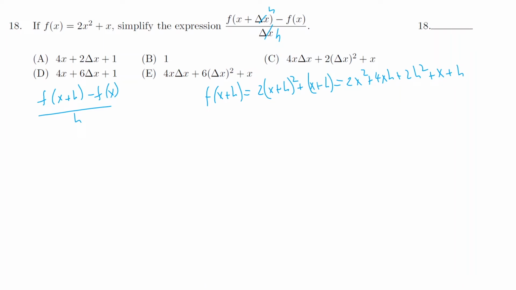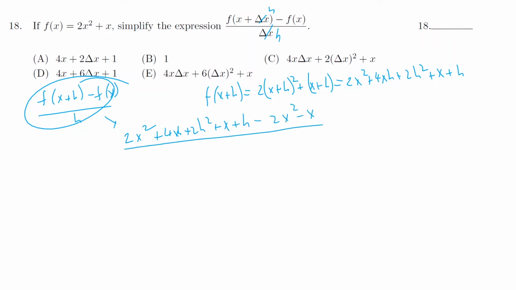So let me just do the numerator first. I'm just plugging stuff in here: 2x squared plus 4xh plus 2h squared plus x plus h minus 2x squared minus x. Do not forget to distribute the minus, all over h. I cancel these, cancel that. And for my final answer, I'm just canceling h on each one, so it's 4x plus 2h plus 1. Now h is delta x. So 4x plus 2 delta x plus 1, so 18 is A.